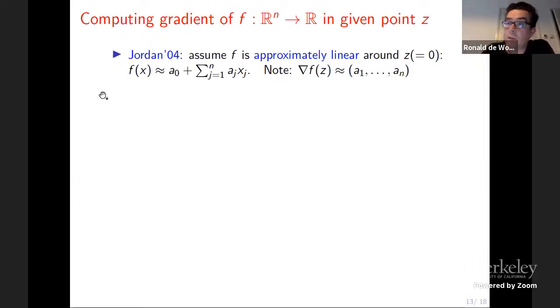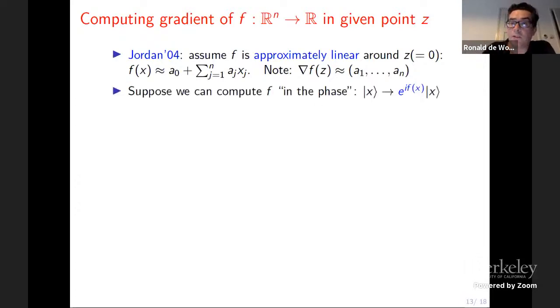This is the vector that you want to extract efficiently. Suppose we can compute our function in the phase. So suppose we have an oracle that takes x as input to your function, let's say a vector of n real numbers in finite precision. And suppose we can compute the value of f at that point and put it in the phase. If you can just compute the value of f in a bunch of bits, that's good enough because you can put that in the phase and uncompute. So this is not an unreasonable assumption.